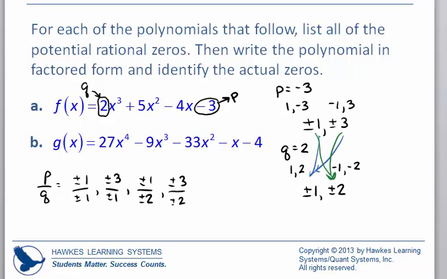So our final list of p over q, we would have ±1, that's 1 over 1. We would have 3 over 1, which is going to be 3. Then 1/2 and 3/2.